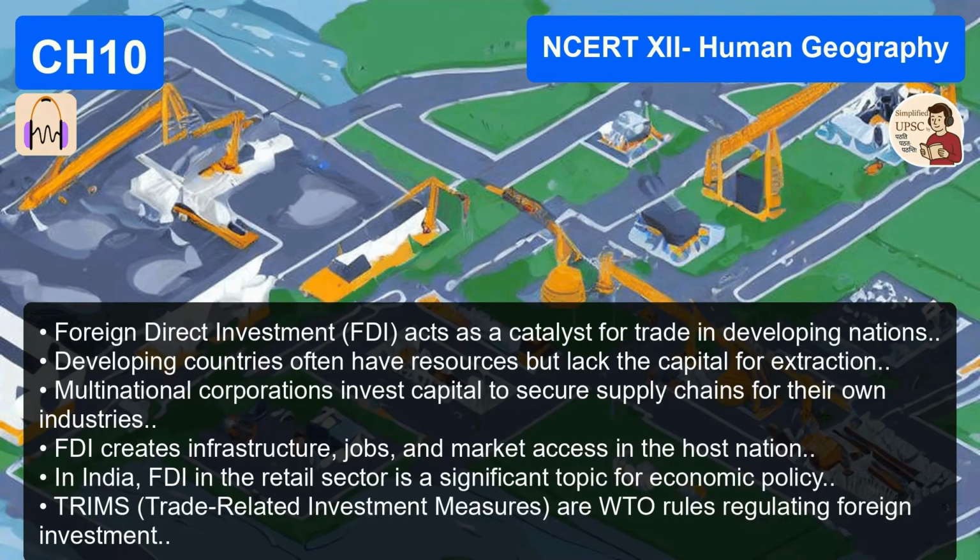Section 3, measuring trade. The text talks about volume, composition, and direction. Volume seems straightforward. It's just the tonnage, the weight of the stuff, right? Well, traditionally, yes. When trade was mostly coal and grain and iron ore, tonnage worked as a good measure. But there's a catch in the modern world. What's the catch? Services. Services have no weight.